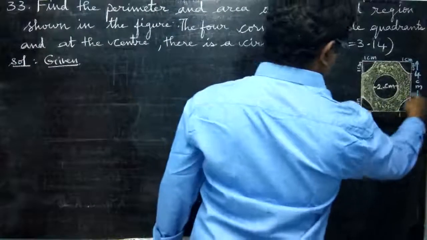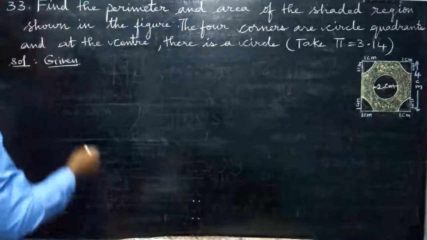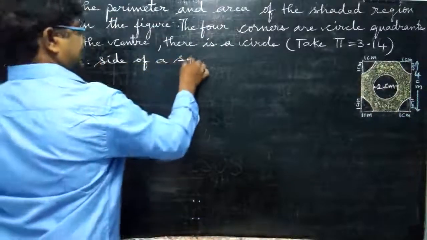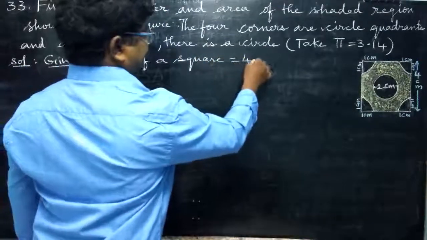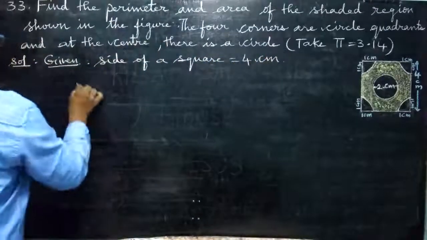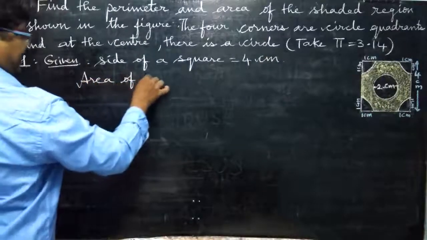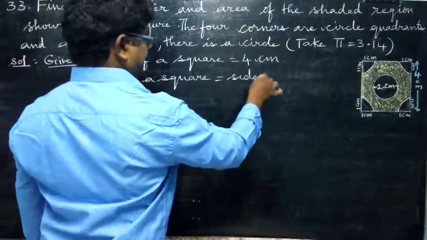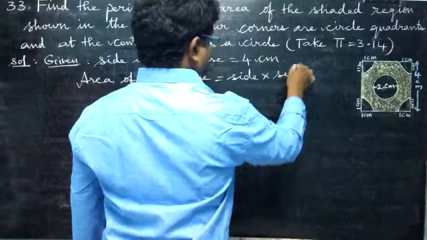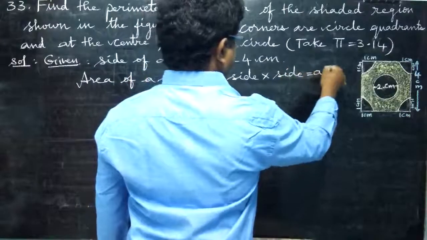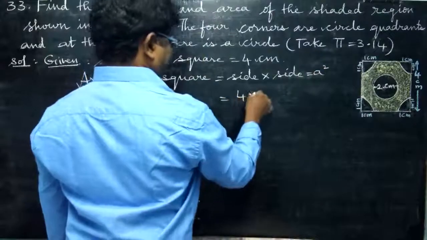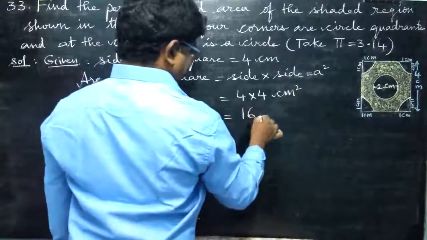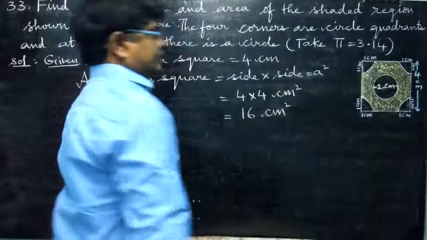This is a square of side 4 centimeters. Find the area. Area of a square is side into side, or we can write side squared. That is 4 into 4 square centimeters, which is 16 square centimeters. Are you able to follow?